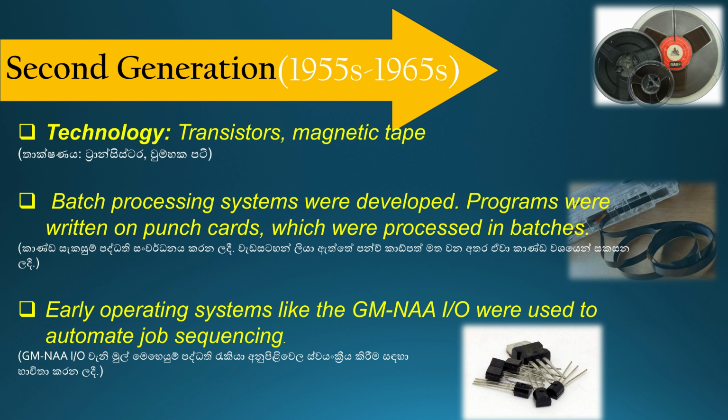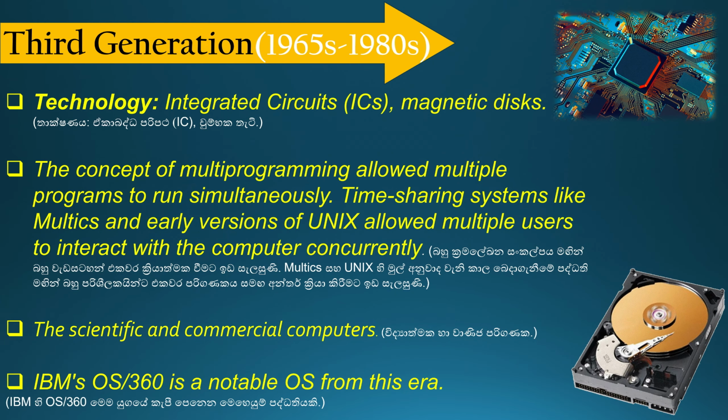And the second generation. So let's see what the second generation did. The second generation used technology of transistors and magnetic tape storage. In the second generation, batch operating systems were developed, and programs were written on punch cards which were processed in batches.